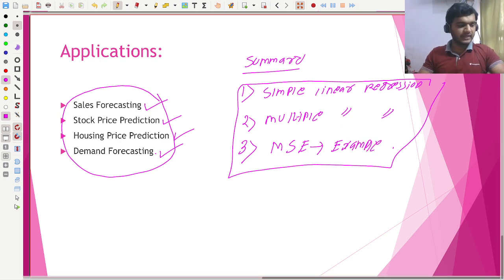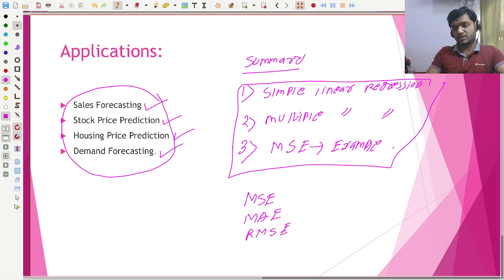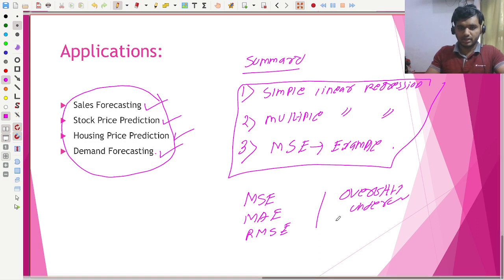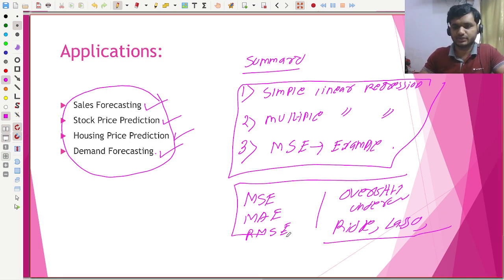In the next class, we'll cover R square, adjusted R square, and types of cost function, that is mean square error, mean absolute error, root mean square error. We'll also discuss the important part, overfitting and underfitting, and also ridge and lasso. We'll discuss these topics in the next class.